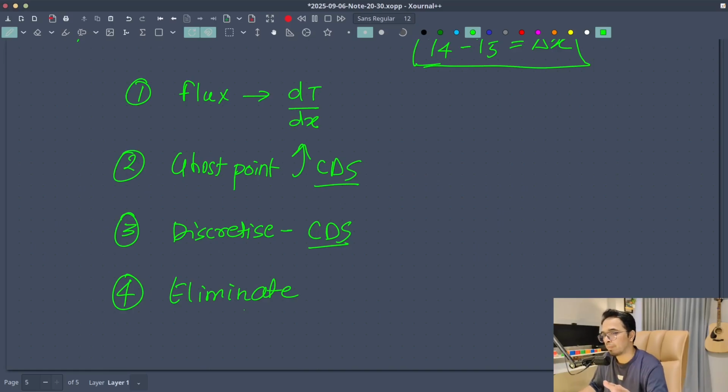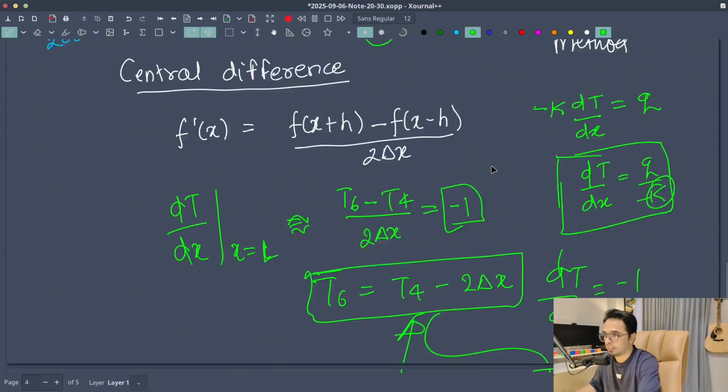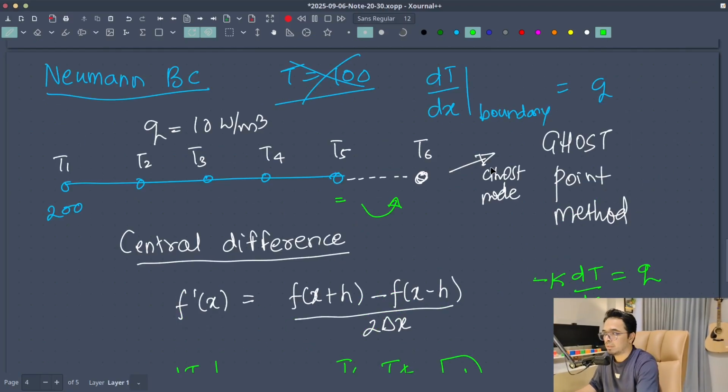Alright, so this is how ghost point can be applied. What are the alternate approaches? Alternatively, you can directly apply a forward difference or a backward difference scheme, and you can very well go ahead with that. For instance, in this case, instead of inventing a fictitious node, what you can in fact do is use or build up a relationship between T4 and T5 by using the logic.